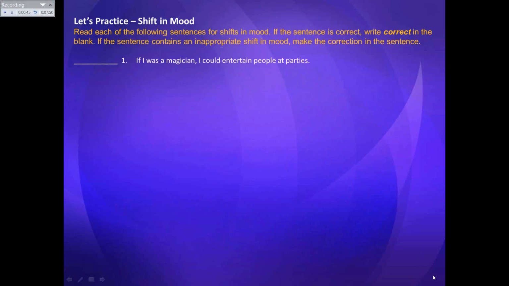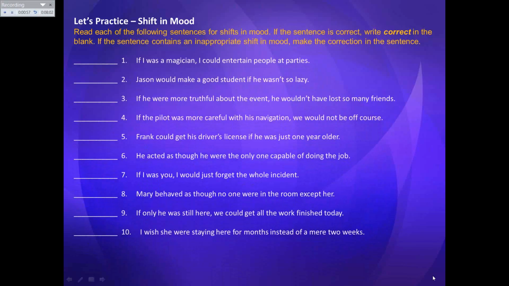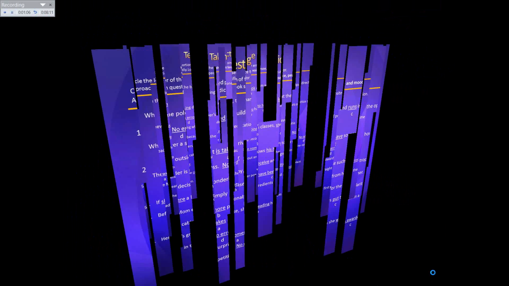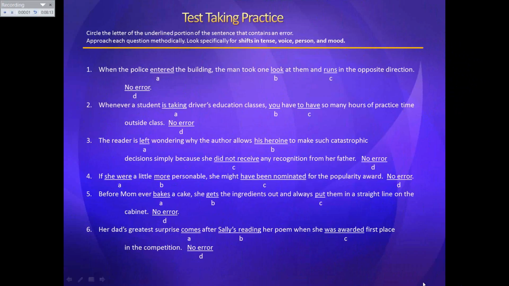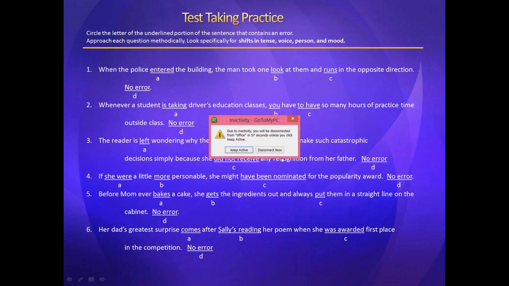All right, so read these carefully, and it doesn't make any difference if it sounds weird to you. If you get used to it, it's going to be because you read them enough times. So you've got quite a few of these, and you can pause your video right now and do those sentences and then come back if you like, or you can just keep on going. And keep on going because we have our test-taking practice here, and you see that we've got underlined portions. Just notice that this test is over the shifts in tense, voice, person, and mood. It's not just mood all by itself.